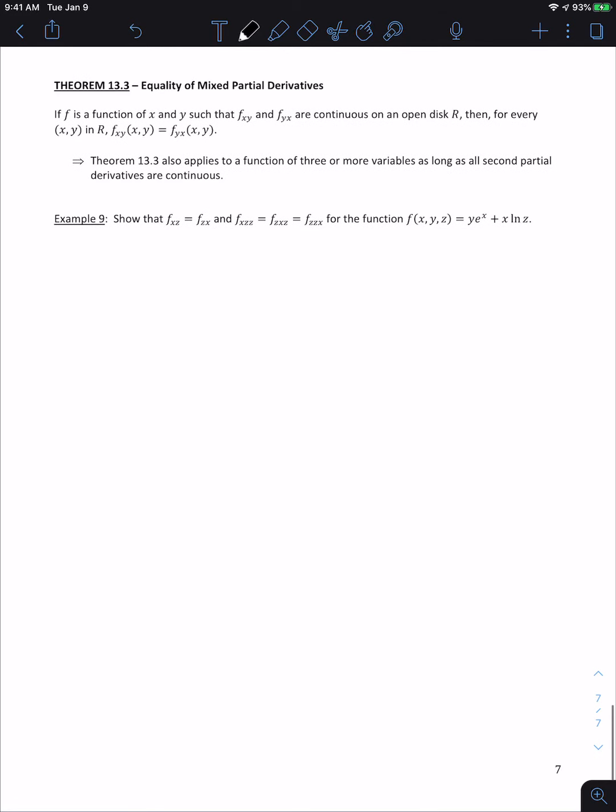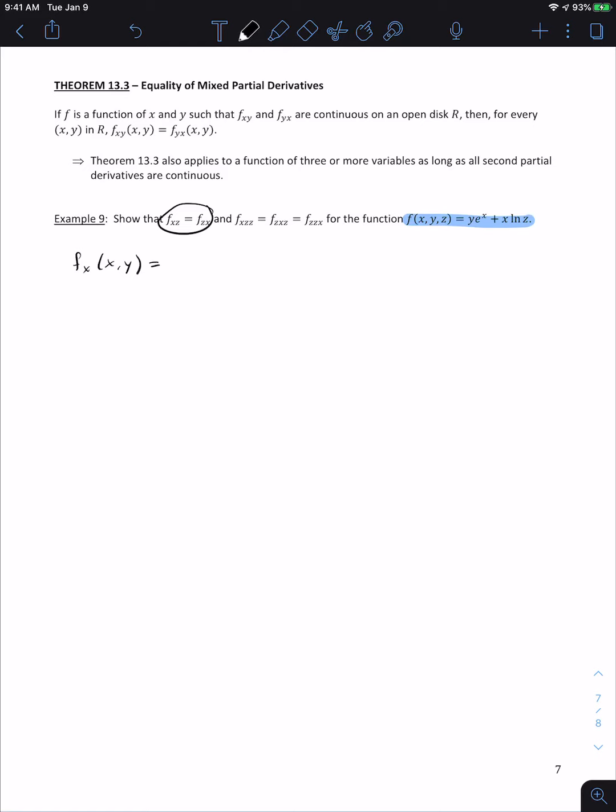So that's what we're going to look at in this next example. We're going to show that all of these are equal to each other. All right, so first let's show that f sub xz, in other words, when I take the derivative with respect to x and then z, I get the same thing as when I take it with respect to z then x. So let's look at f sub x, because I have to do that first. This is my function here. Maybe I'll highlight it.